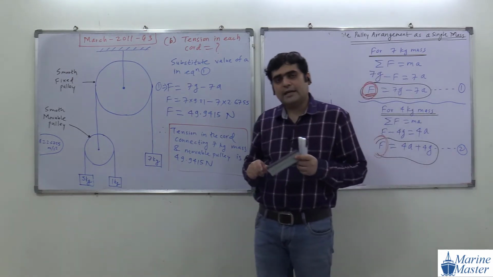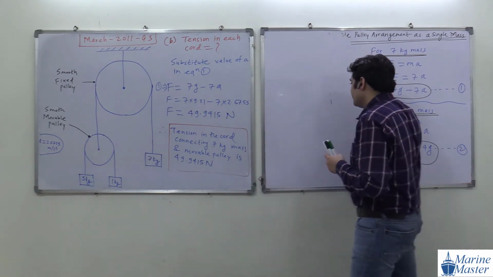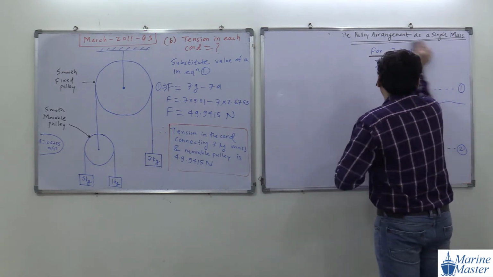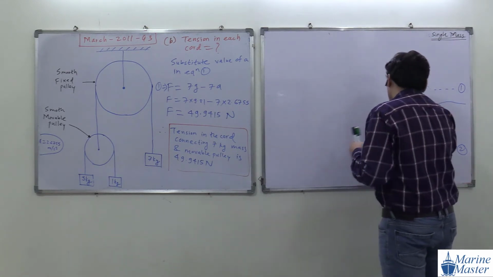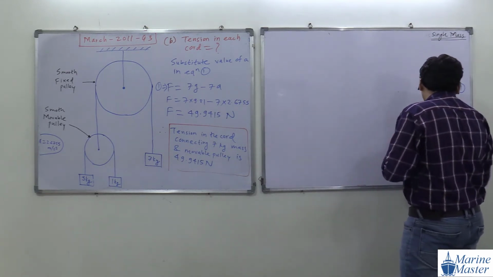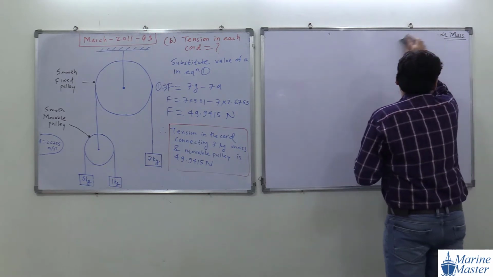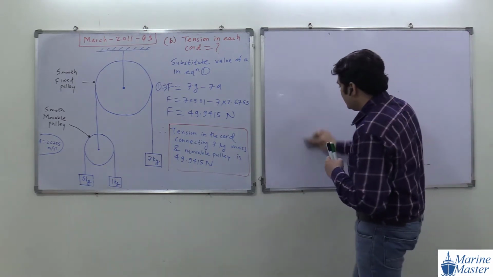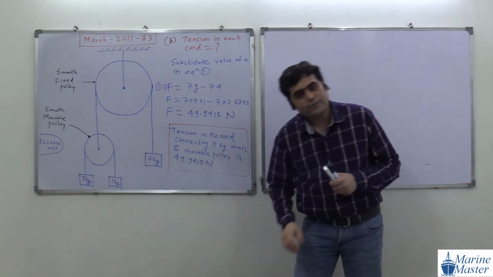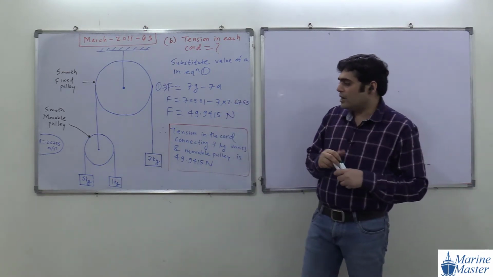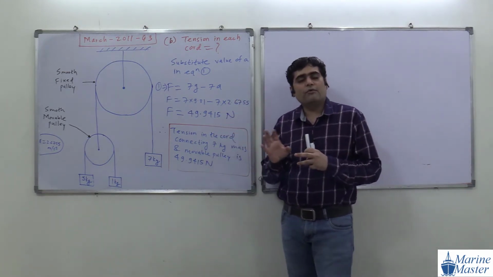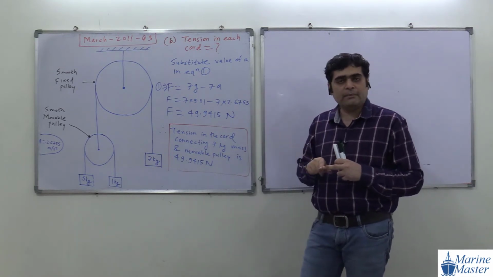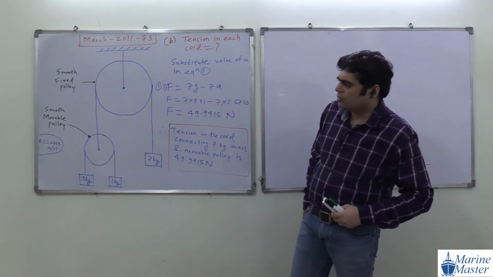Now try to see the scenario. What is our next point here? What do we have to find out? We have to find out the tension in the cord connecting the 3 kg mass and the 1 kg mass. That is what we have to find out here, guys. Okay, everyone try to see the scenario. Now how are we going to find the tension in the cord connecting the 3 kg mass and the 1 kg mass?